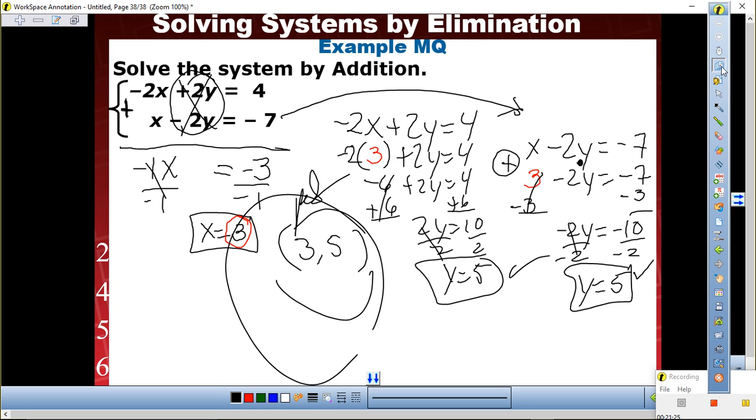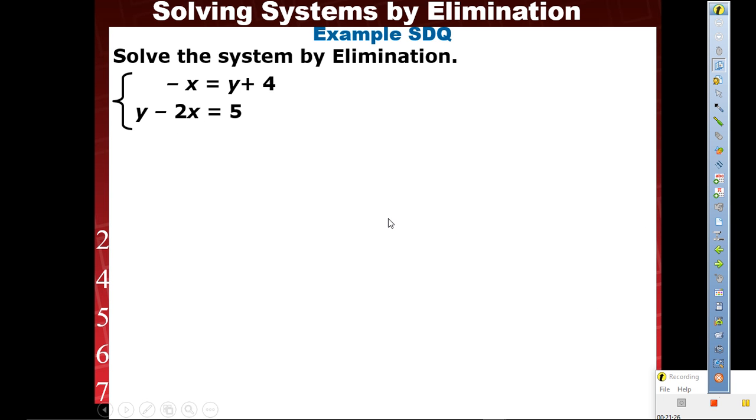With that said, example super duper Q. Copy this one, please. Solve the system by elimination. Negative x equals y plus 4, and the second one is y minus 2x equals 5. Copy it and don't start yet. I'm going to prompt you with some questions so it can get your noodle going so you can know exactly what to do from there.